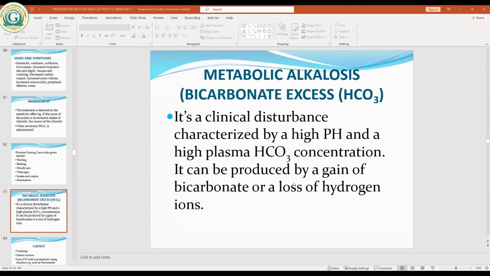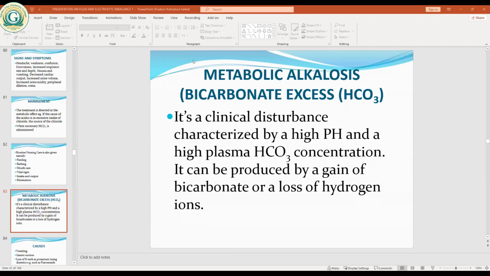Yes. Any question from you before I move on? The person wanted to ask a question, I said, write it down. Please let me hear your question so I can move on to metabolic alkalosis. Yes. She is not forthcoming. Okay, let's move on.